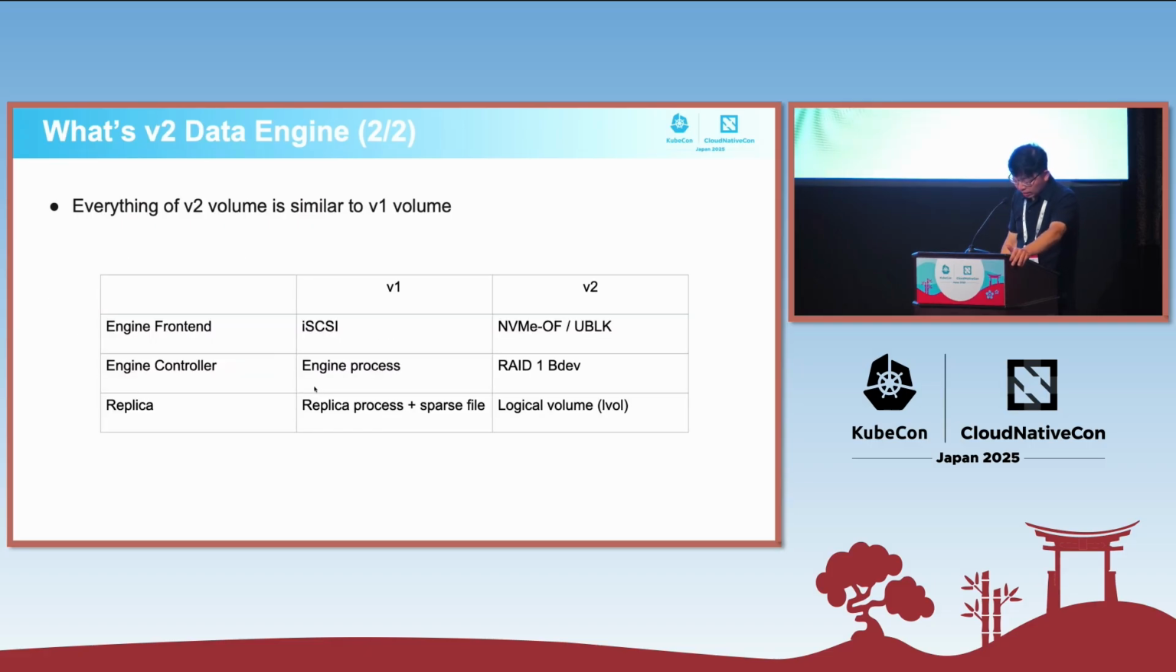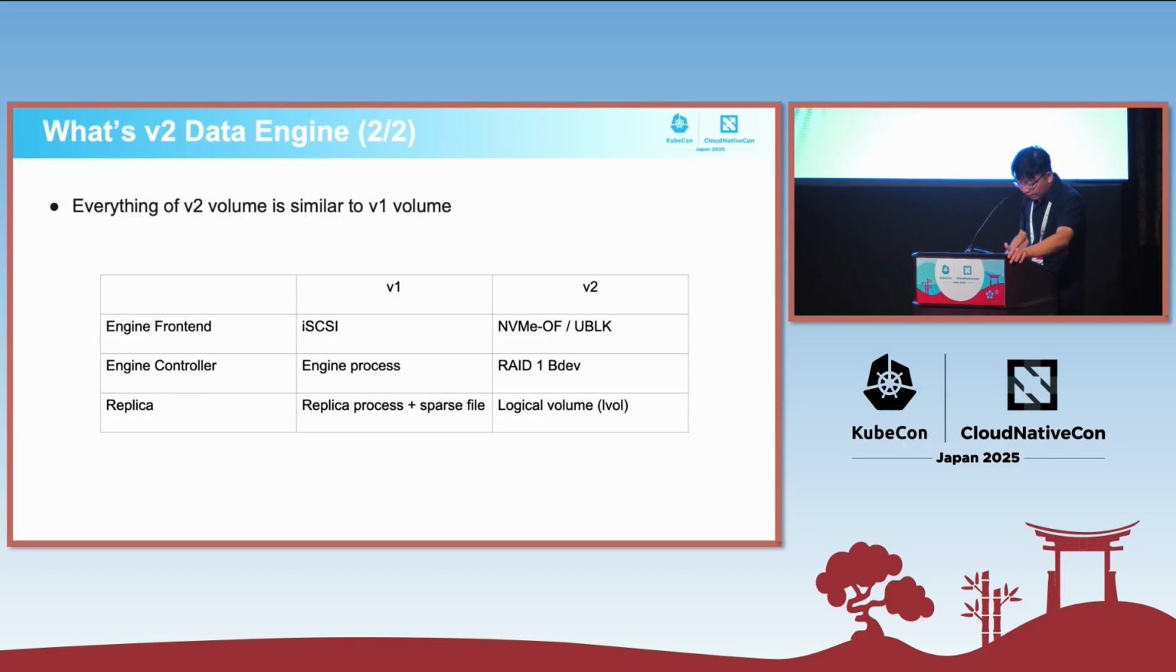Okay, and the storage stack of V2 data engine is very similar to V1. For V1, we have an iSCSI protocol. For V2, we use NVMe-oF protocol. Okay, and in 1.9, we introduced ublk. ublk is a local block layer protocol, so there is no network overhead. So we expect ublk can provide better performance than NVMe-oF.